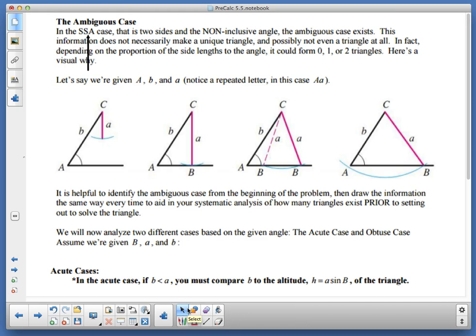So here it is. In the side-side-angle case, that is two sides and the non-included angle. If I'm given this side, and this is the non-included angle, that's the situation we're going to be talking about. It's the ambiguous case because this information does not necessarily make a unique triangle, and possibly not even a triangle at all. In fact, depending on the proportion of the side lengths and the angle, it could be 0, 1, or 2 triangles. Here's a visual on why.